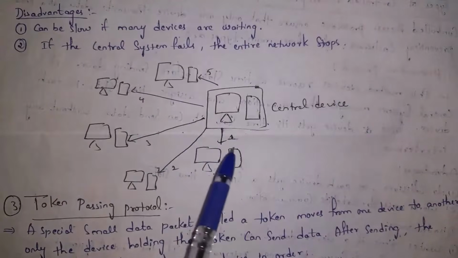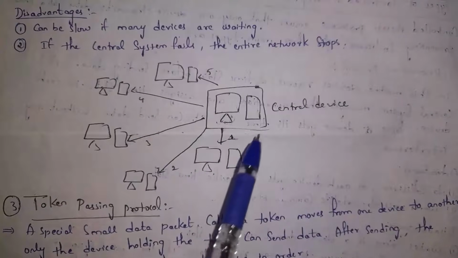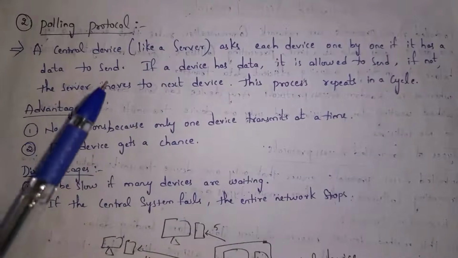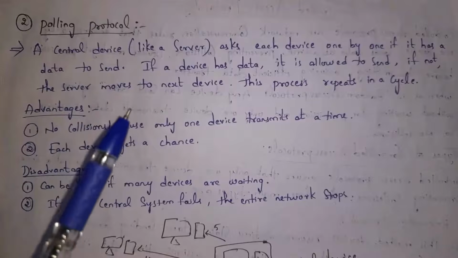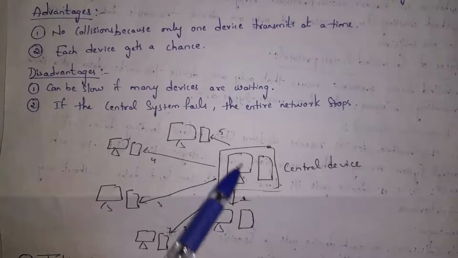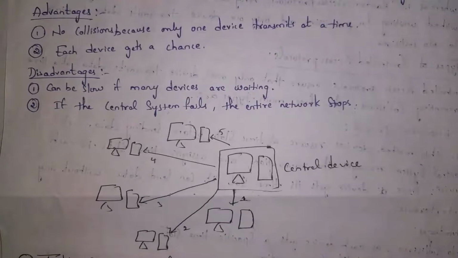If a device doesn't want to send data, then the central system will call another device. These are the advantages of the polling protocol. A server will call each device one by one. There will not be any collisions. And the next advantage is the server will give a chance to each device to send data. And these are the disadvantages. A server is calling each device one by one, so the polling protocol is slow. And if the central system fails, devices cannot send data.